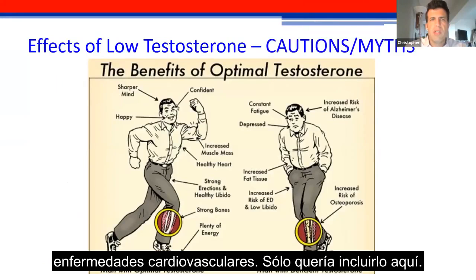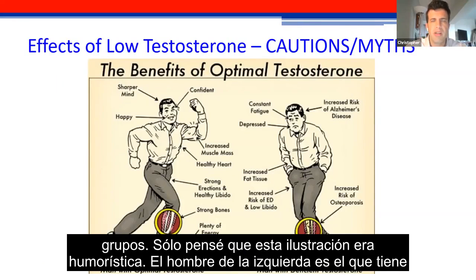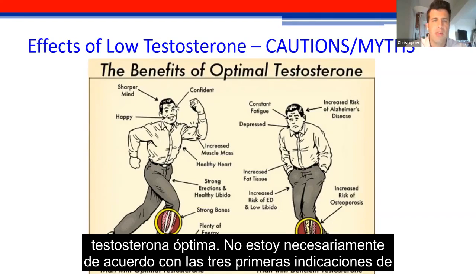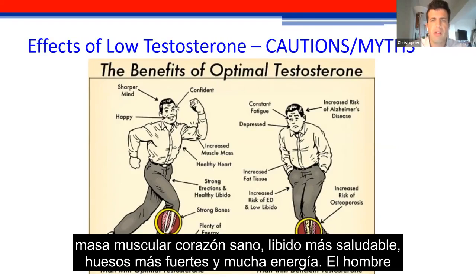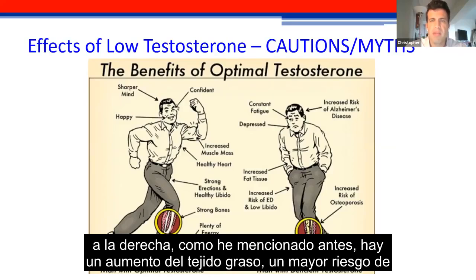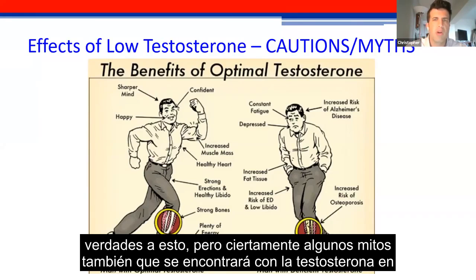This I just wanted to include here. There are some cautions and myths that you'll find on the internet and various support groups. I just thought this illustration was humorous. The man on the left is the one with optimal testosterone. I don't necessarily agree with the top three indications here of a sharper mind, confident, and happy, but I certainly agree with the other ones regarding muscle mass, healthy heart, healthier libido, stronger bones, and plenty of energy. The man on the right, as I mentioned before, there's increased fat tissue, increased risk of lower libido, increased risk of decreased bone density, and osteoporosis. So there are some truths to this, but certainly some myths as well that you'll come across.